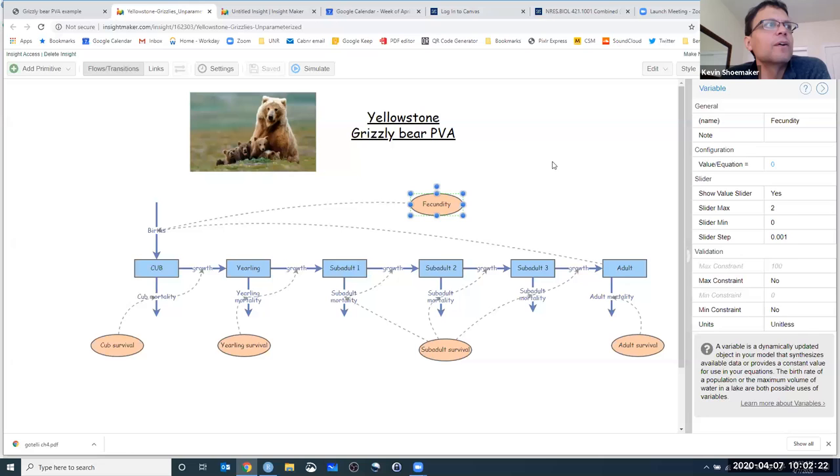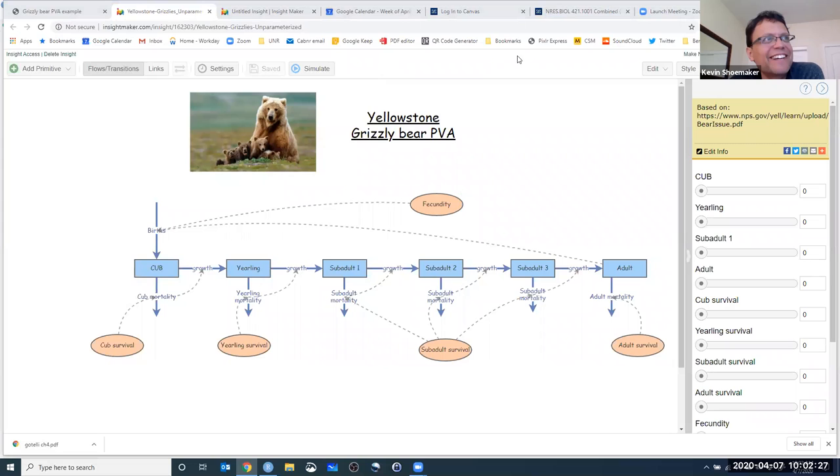Now, one thing that I would like to show you is that when you load a model, you may not be able to modify the model in great detail. You might not be able to add new variables and stuff because it's my model. I own this model. But if you want to be able to make changes to the model and edit it and have it in your Insight Maker list of your models, all you have to do is clone the Insight.